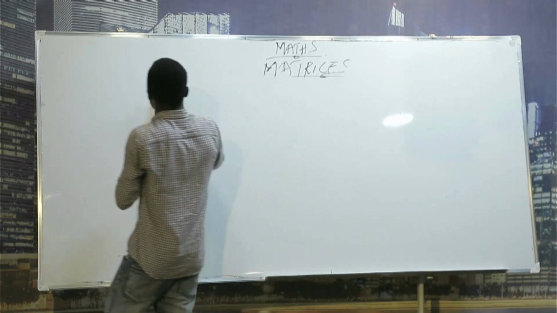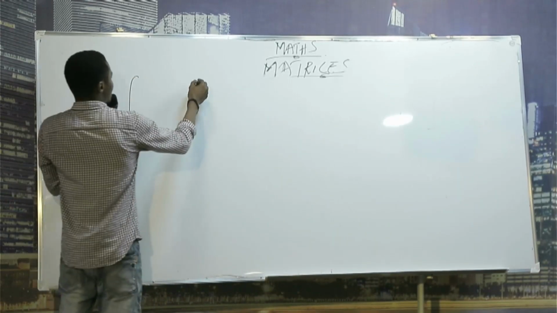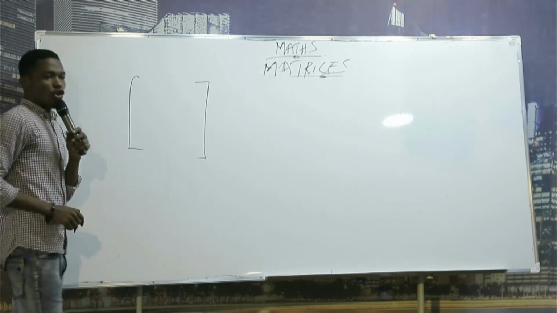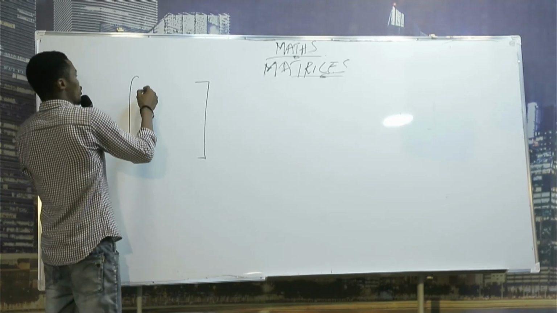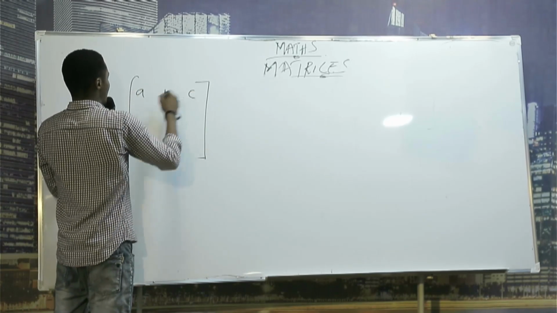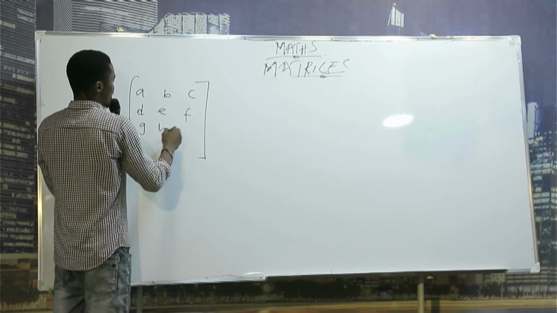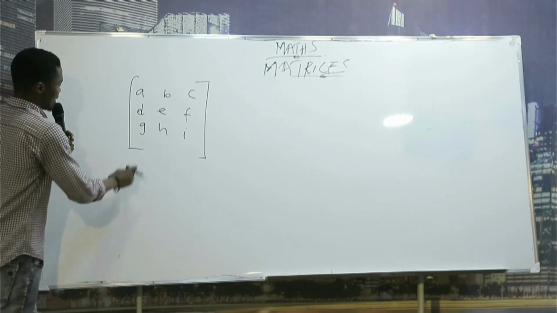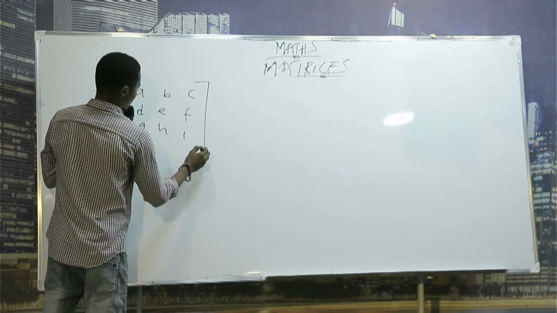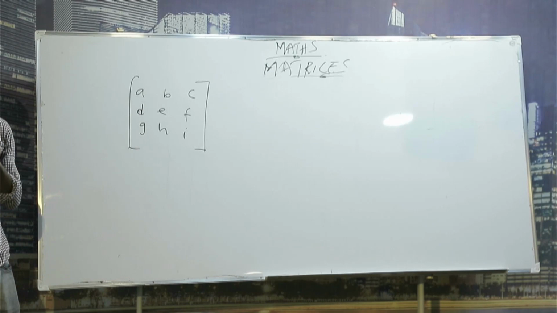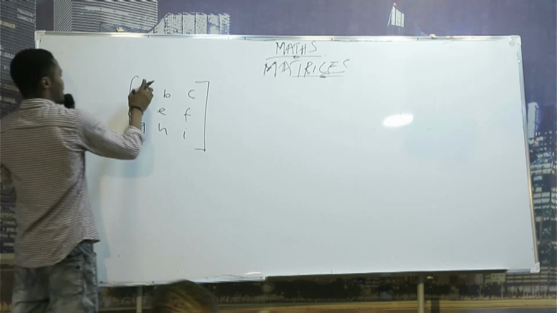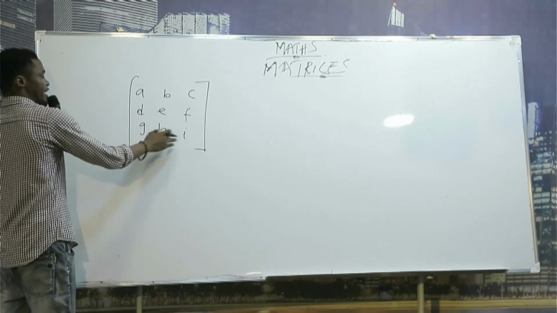Consider the matrix shown below. And I'm just going to put A, B, C, D, E, F, G, H, I. Let's just leave it like that. So consider a matrix A, B, C, D, E, F, G, H, I.